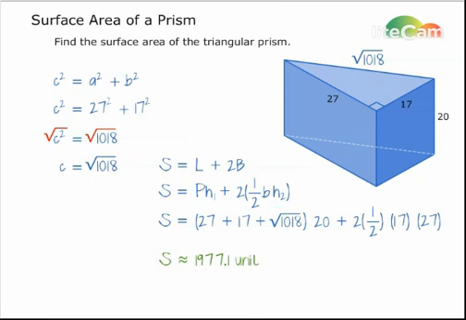Now, we're not given the units, so we can say that this is in square units. Okay, surface area of the triangular prism is approximately 1977.1 square units.